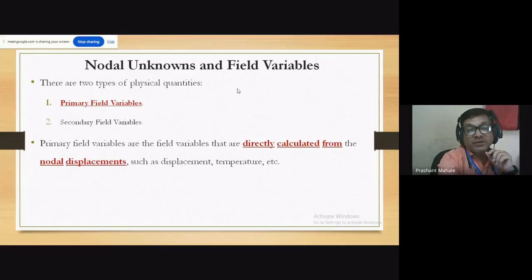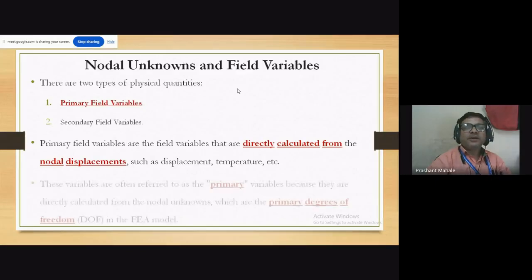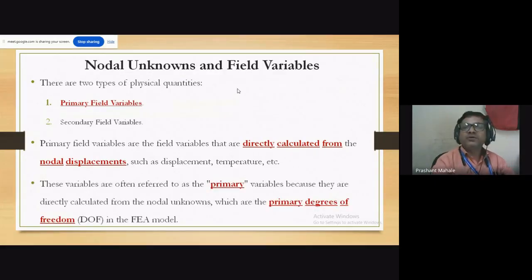In case of stress analysis, structural analysis, displacement and deformation are directly calculated from nodal displacement. And from the displacement, we are going to calculate some other parameters, the secondary field variables. Like displacement, temperature, whatever we directly get from the nodal displacement, we will call that a primary field variable. These variables are often referred to as primary variables because they are directly calculated from the nodal unknowns, which are the primary degrees of freedom, right? They are not derived from somewhere. They are directly calculated from the nodal displacement.